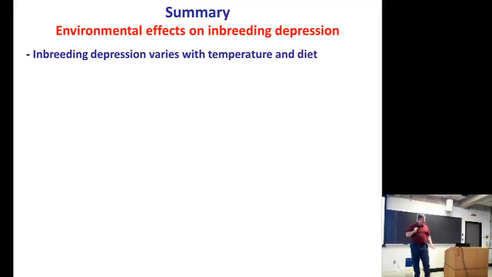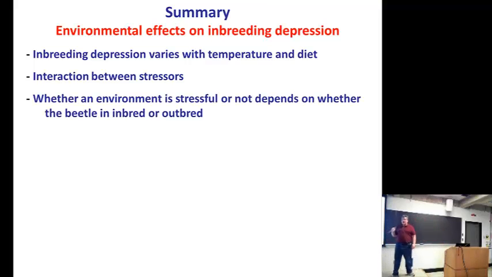So to summarize the first part of the talk, inbreeding depression in the beetles I work on clearly varies with temperature and diet. There's a little bit of evidence that stressors interact with each other, although in our case, temperature and diet don't interact a lot, but they interact a little bit. The main conceptual point is that whether an environment is stressful for beetle development depends on whether they're inbred or outbred. In particular, low temperature is not very stressful for outbred beetles. They can tolerate much lower temperatures than inbreds can. As you reduce temperature, inbred beetle survivorship drops off very quickly.